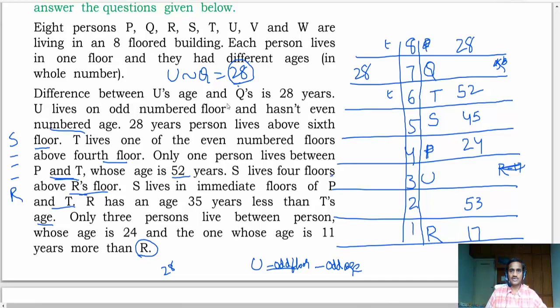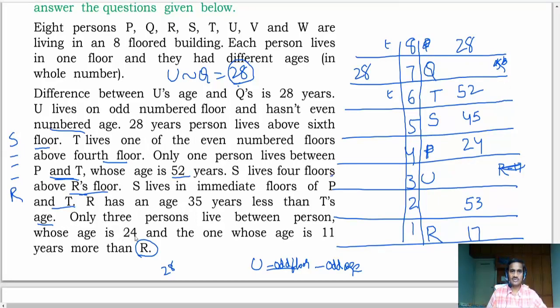Difference between U and Q is 28 years. U lives in an odd number floor, and 28 years person lives above 6th floor. T lives on one of the even number floors above 4. One person between P and T, and T's age is 52. S is 4 floors above R, and S lives on an immediate floor of P and T. R has an age 35 years lesser than T.